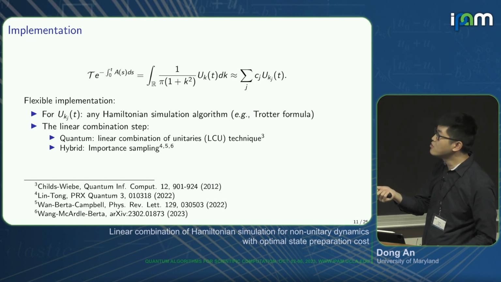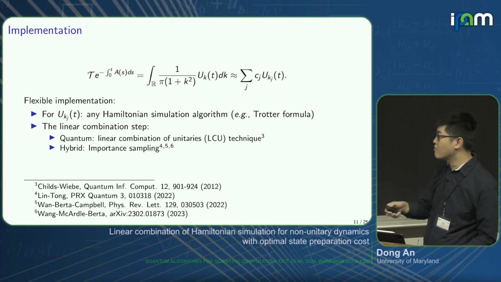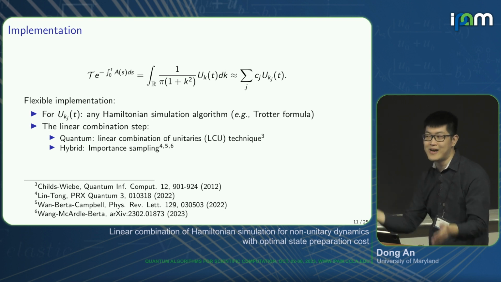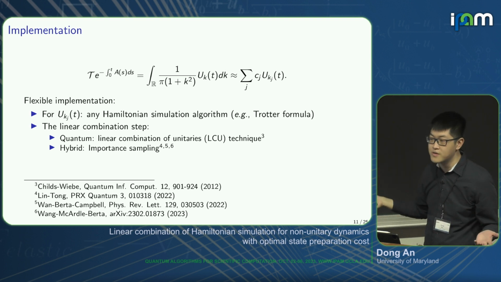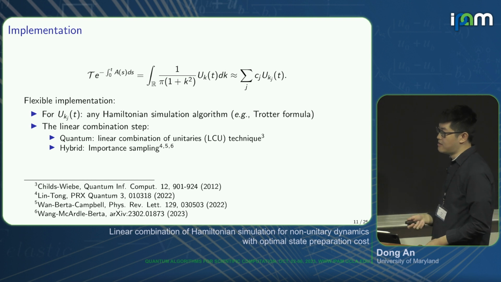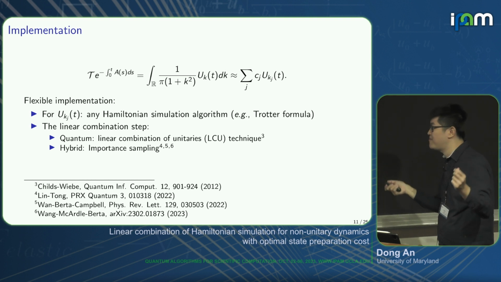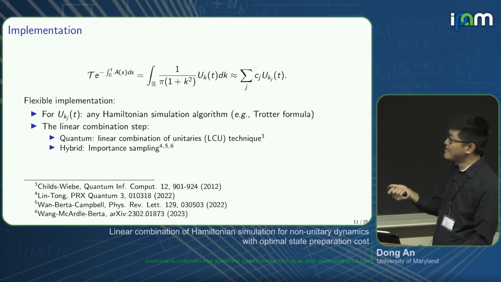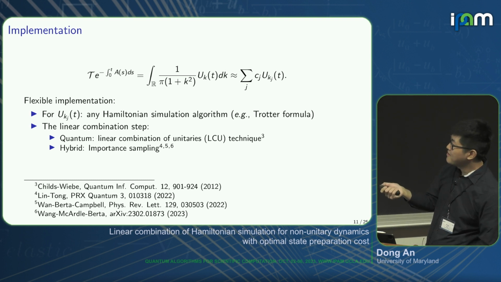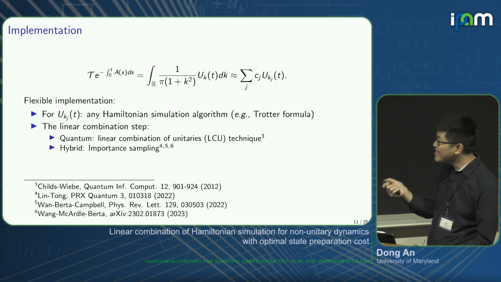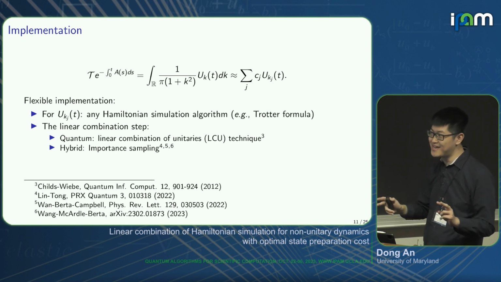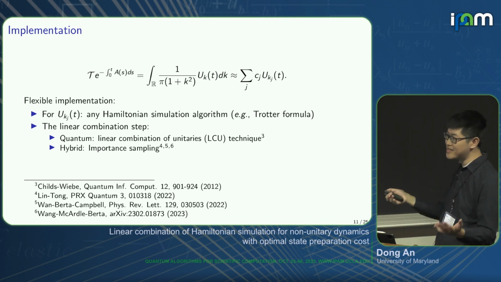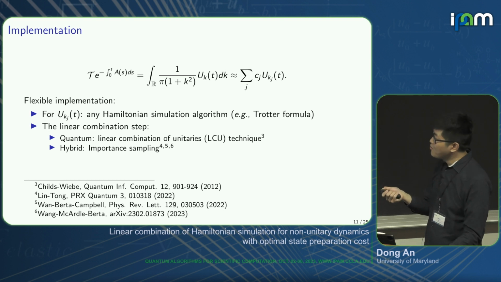For example, I can truncate the integral over the entire real axis to some finite interval. On the finite interval, I can apply Gaussian quadrature, or something simpler like the trapezoidal rule, or just the Riemann sum formula. After that, we get a finite sum of finitely many unitary operators. So I will have a formula on the right-hand side, and this becomes the problem of linear combination of unitaries, especially the discrete version. Then we only need to implement the right-hand side, this summation of C times U.